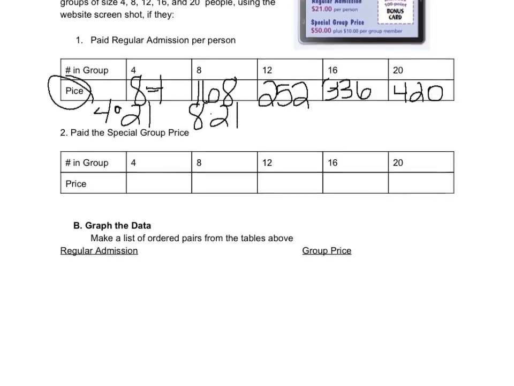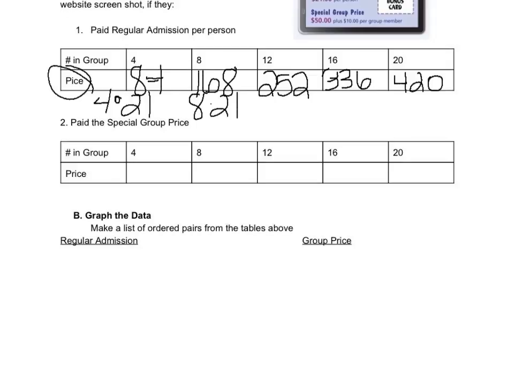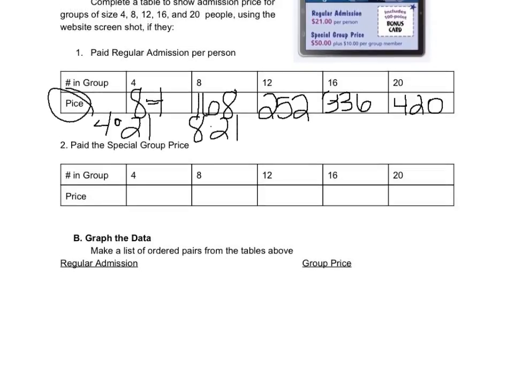Alright, if you already have the second table filled in, great. If you do not, go ahead, pause the video once again, and now make sure that you are paying attention to the special group price on the screenshot, where you have $50 plus $10 per group member. And then after you're done pausing the video and attempting it on your own, when you come back, you'll see how I did it.